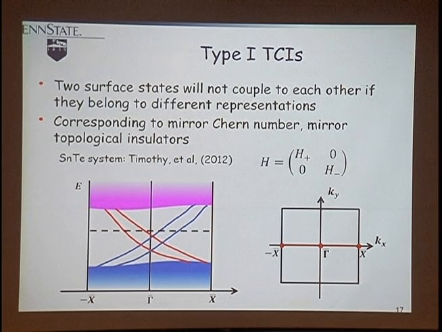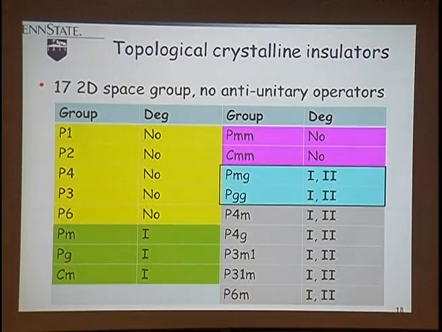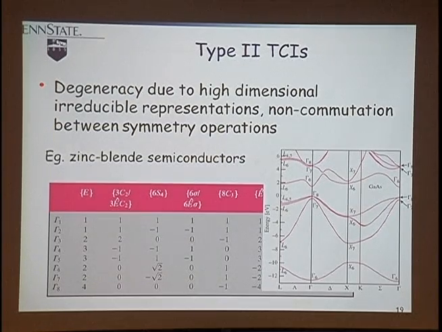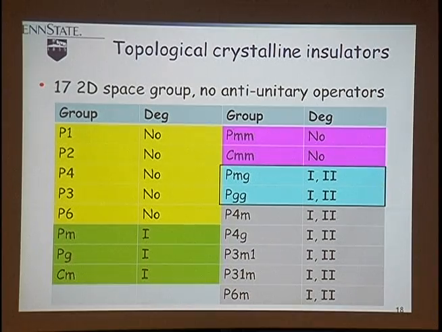This case, tin telluride, has already been observed in experiment, so we won't pay too much attention here, and we will go to the next example: the PMG group and the PGG group. The most important thing here is that G means the glide plane. So we try to focus on these two cases.